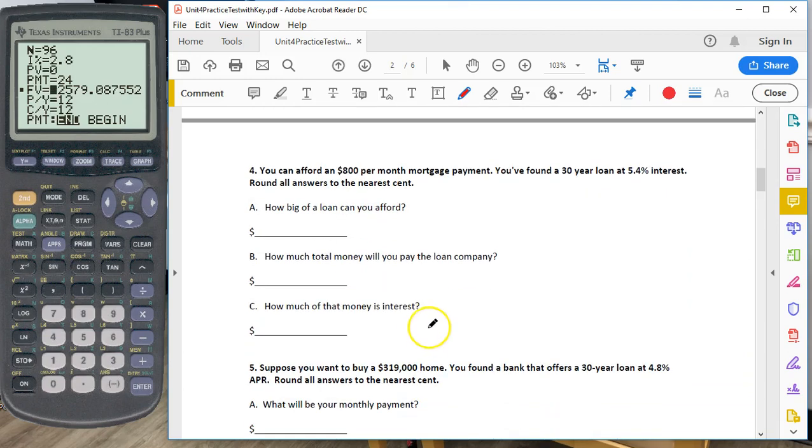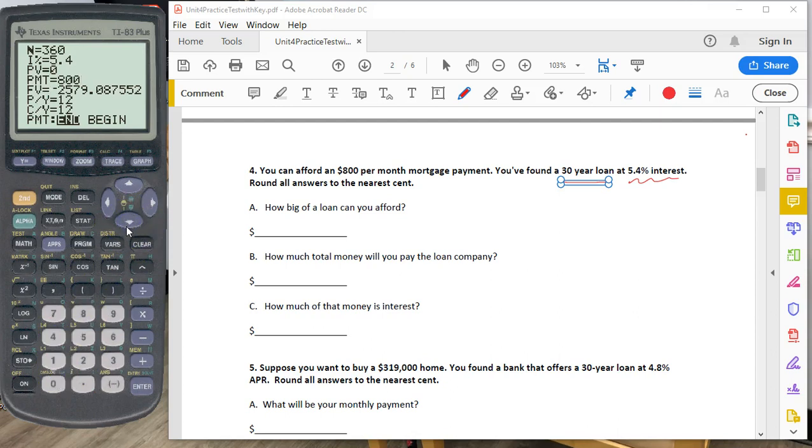Number 4, you decide that you can afford an $800 a month mortgage payment. You're going to get a 30-year loan at 5.4% interest, which is a lot nowadays, but at one time it was actually a pretty good rate. So how much of a loan can you afford? So we're going to go back to our TVM solver. And for 30 years every month, we're going to have to make a payment. We got a 5.4% interest. The payment that we're willing to make is $800.